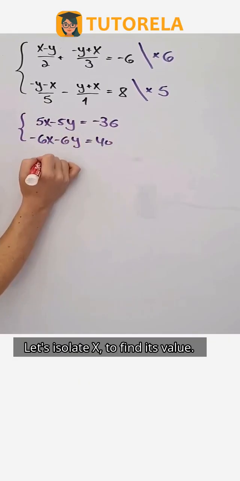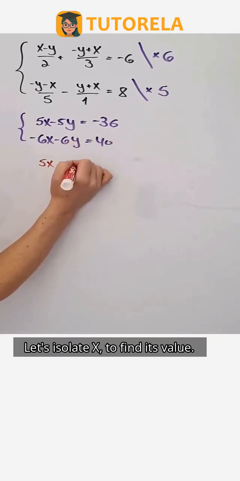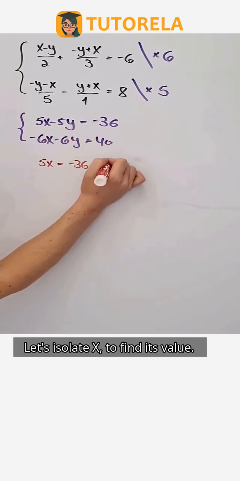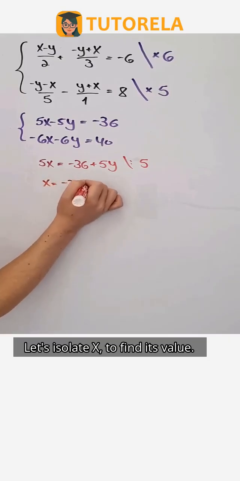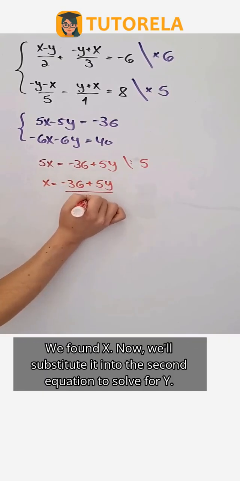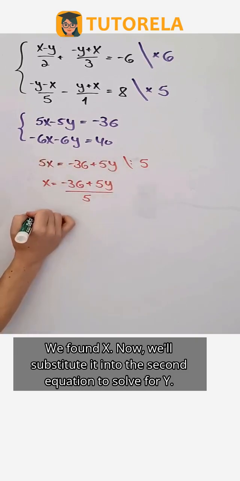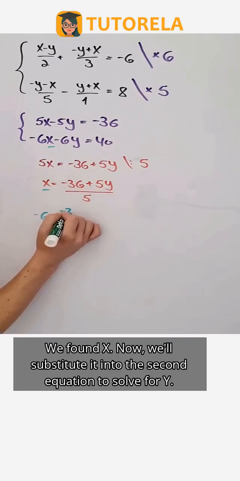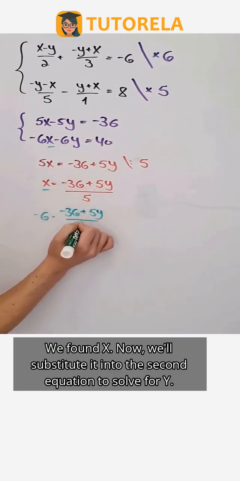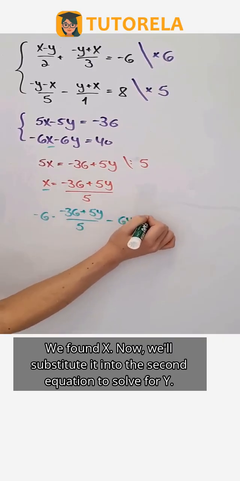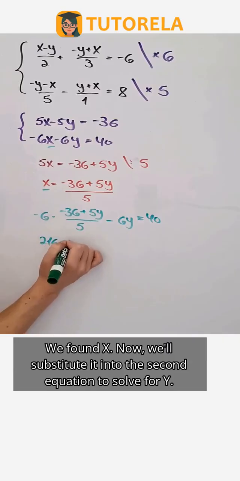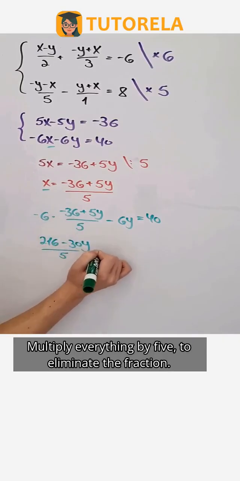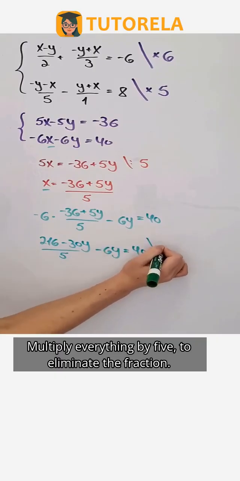Let's isolate x to find its value. We found x. Now we'll substitute it into the second equation to solve for y. Multiply everything by 5 to eliminate the fraction.